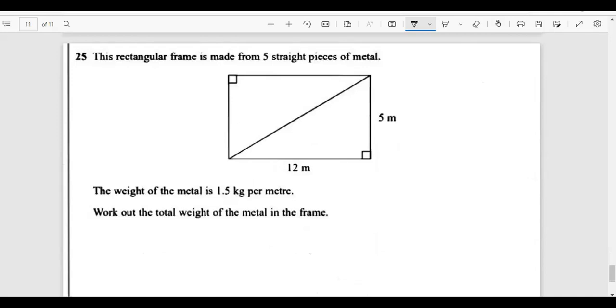Let's just try doing this. This rectangular frame is made from 5 straight pieces of metal. The weight of the metal is 1.5 kgs per meter. Work out the total weight of the metal in the frame of the box.